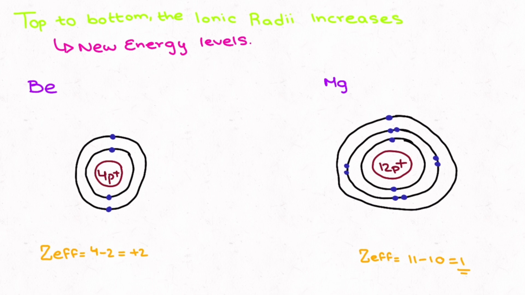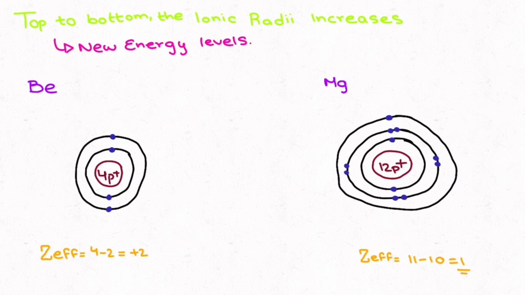And from top to bottom, the ionic radii increases. This is because in each new period, the outer shell of the electrons creates a new energy level, so they're located further away from the nucleus. This has a greater effect than the increasing nuclear charge Z because of the shielding by the core electrons.